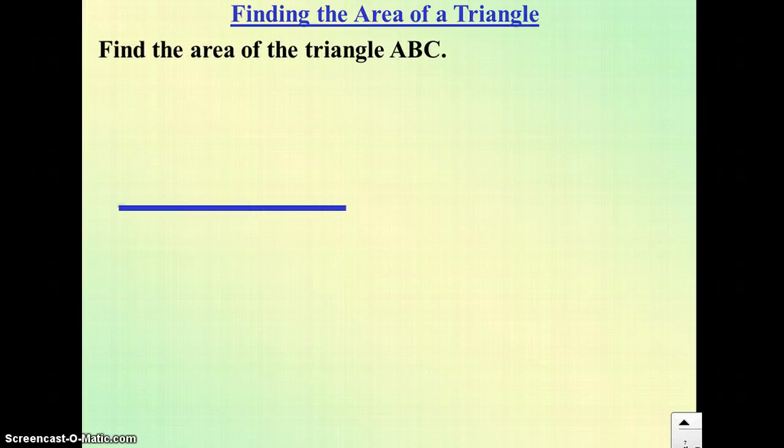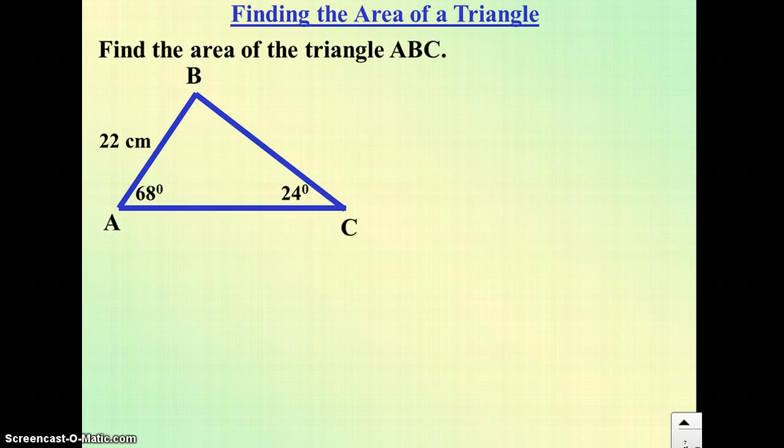Last thing we're going to look at today is finding the area of a triangle. So if you're asked to find the area of a triangle ABC as such, let's recall a few things. We can find angle B using the sum of the angles of a triangle. We can use that to find side AC, or little b, and call that the base of our triangle.